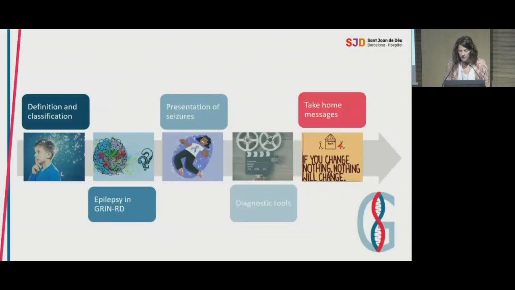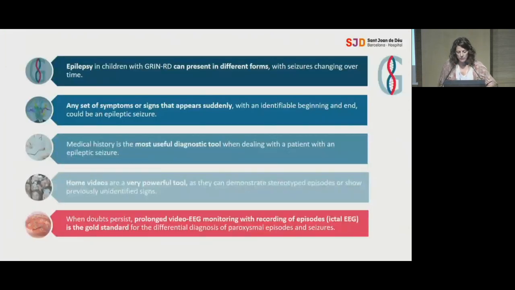And just to finish, some take-home messages. Epilepsy in children with GRIN-related disorders can present in different forms. There is no specific phenotype, and seizures can change over time. We could say that any set of symptoms and signs that appears suddenly with an identifiable beginning and end could be an epileptic seizure, but we need to keep in mind that they should be coming from the brain. So they should be congruent with what any different part of the brain does.